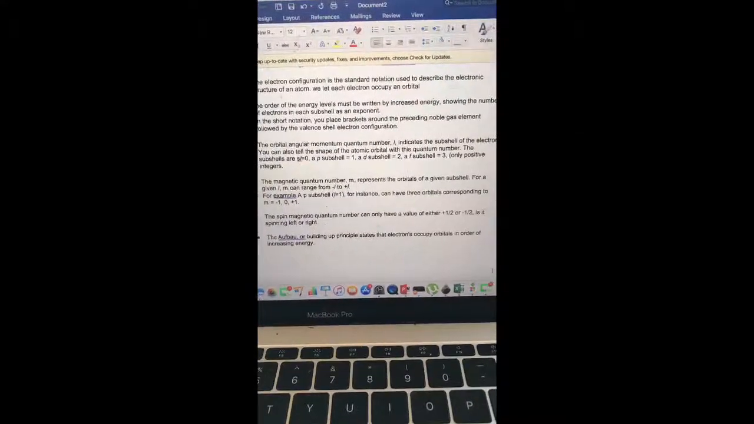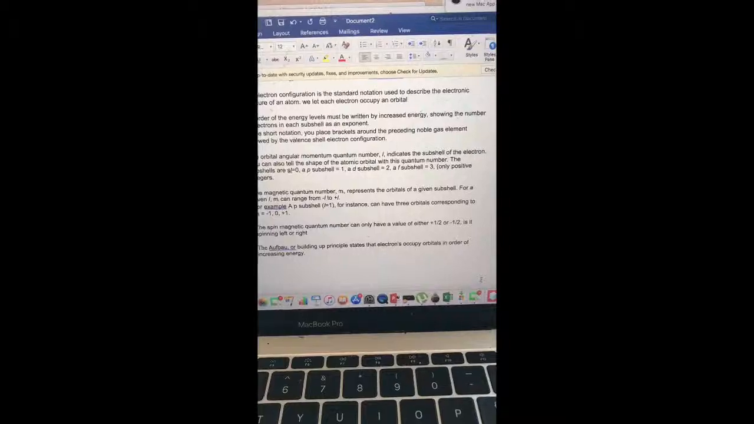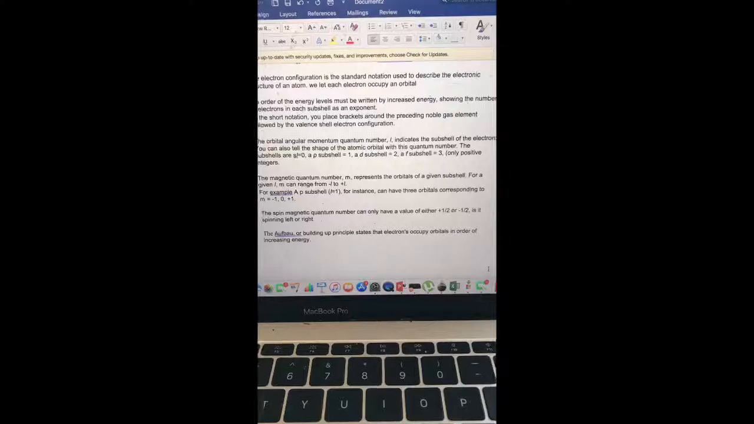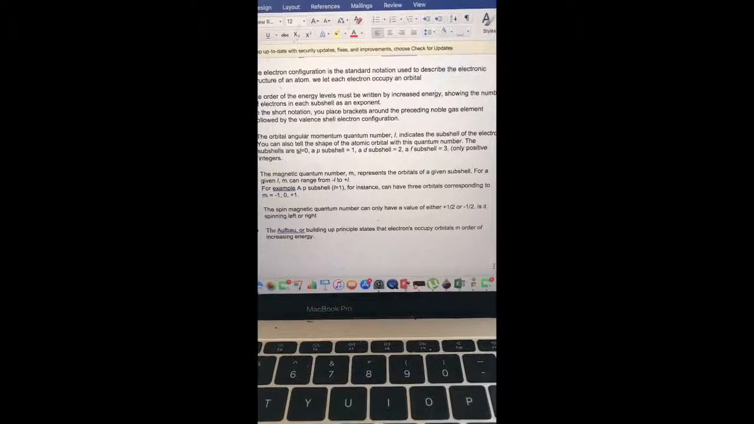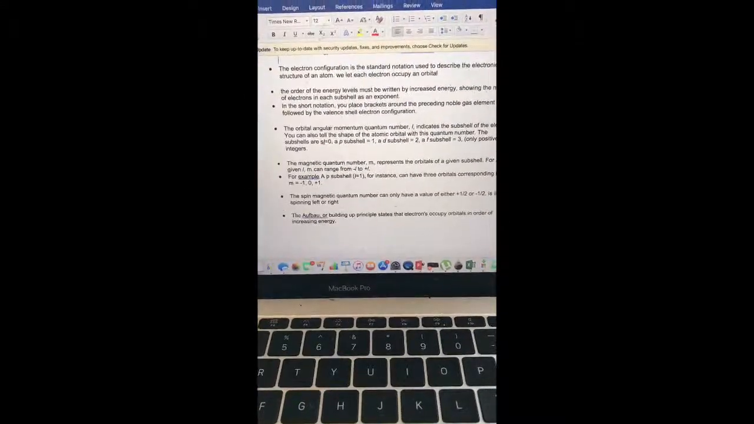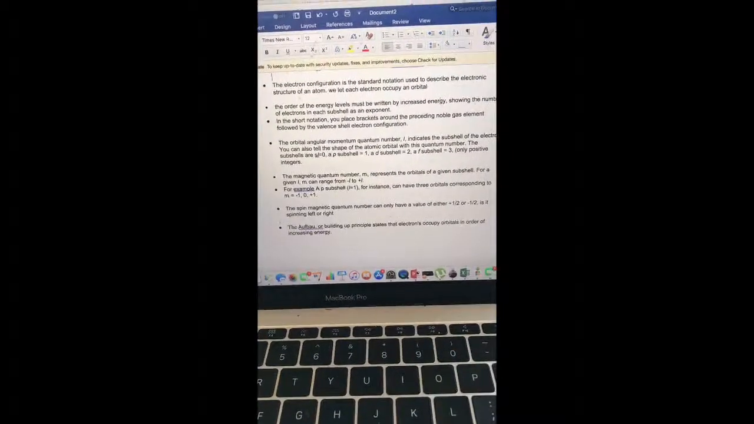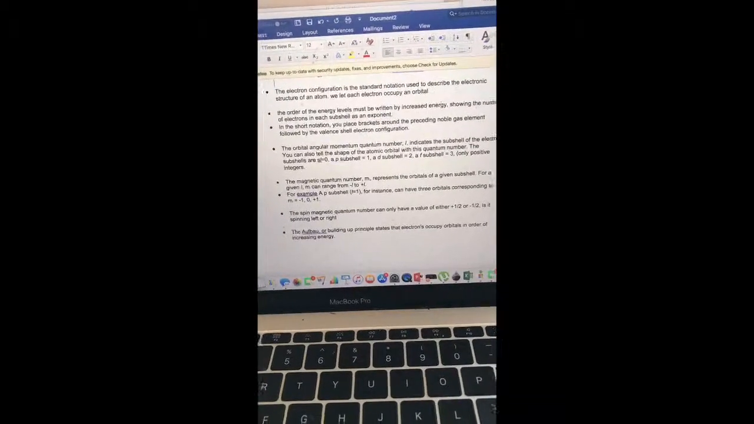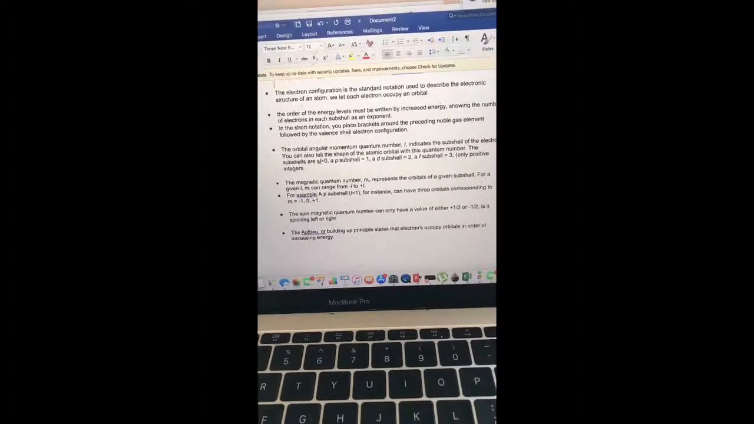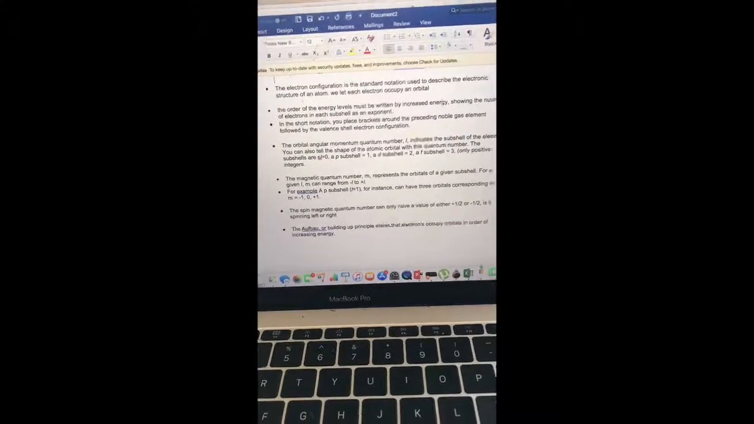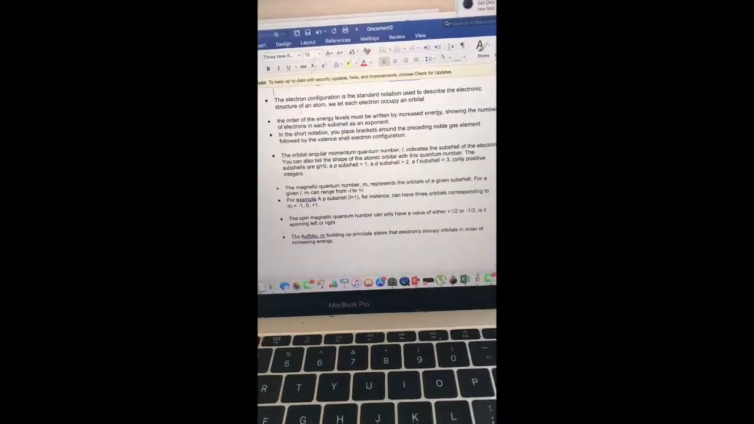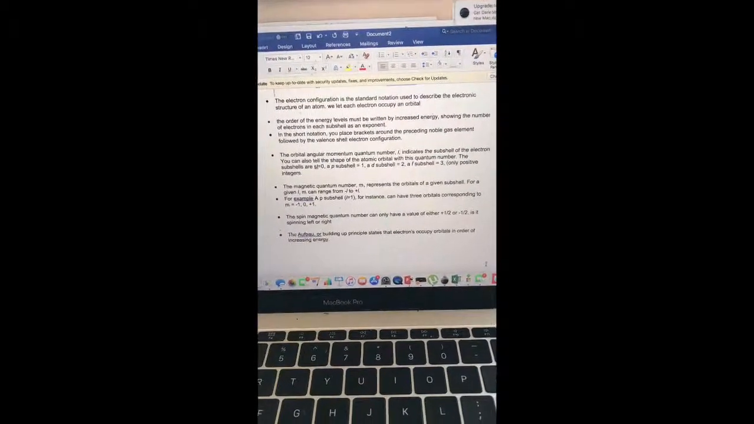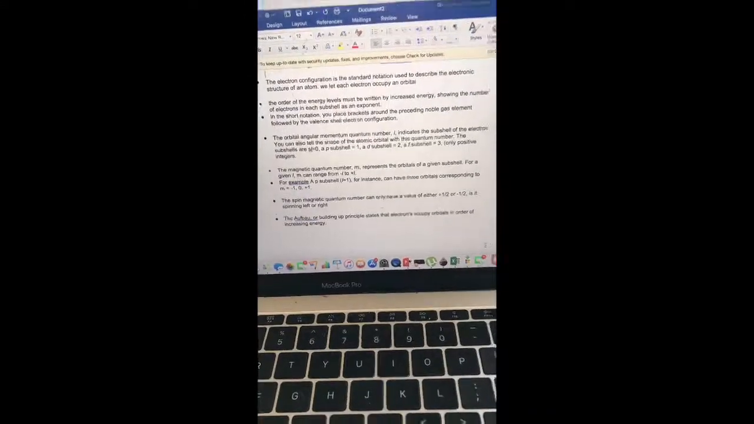The electron configuration is just the standard notation used to describe the structure of an atom. Each electron will occupy an orbital. The order of the energy levels must be written by increasing energy. Each electron in each subshell will be shown as an exponent. In the short notation, you would just put brackets around the noble gas that comes before the element you're looking for on the periodic table. But the long notation, you just write out the whole thing, which is what I'm going to be doing, just because the different elements really aren't that far on the periodic table in my molecule.